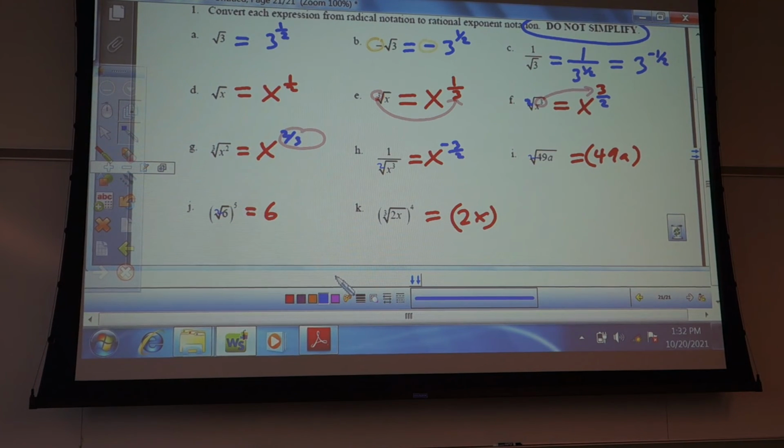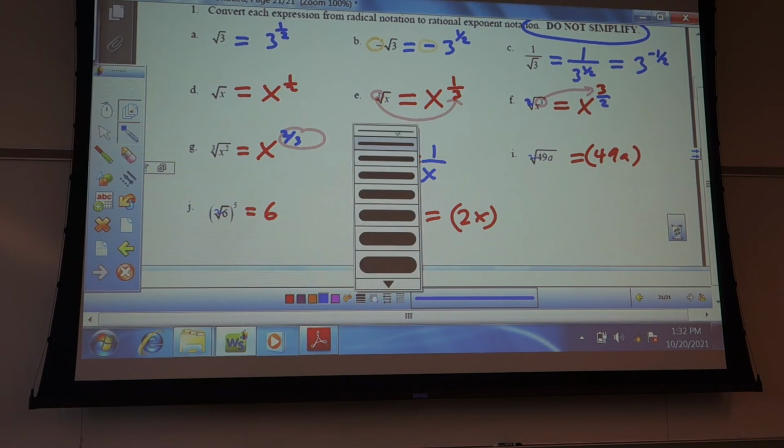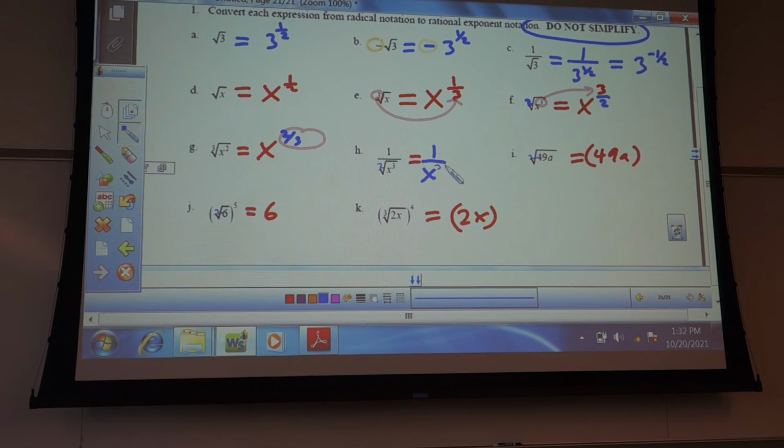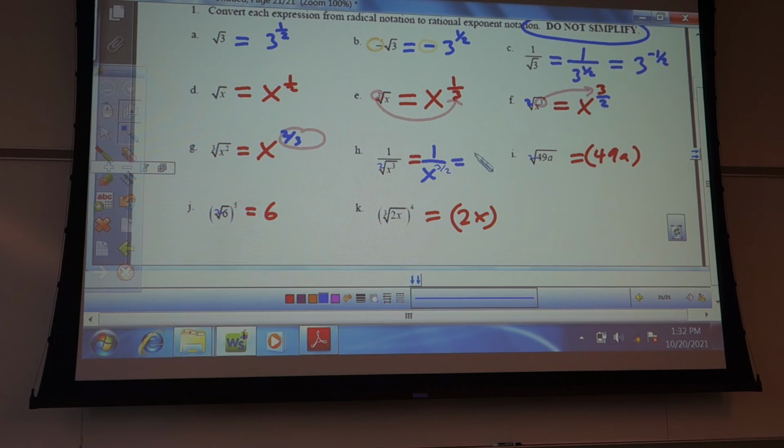Everybody all right at that part? If you want, I can do the in-between step. So it's 1 over x to the 3 over 2, and then you split it. 3 over 2. And then we need to move it to the top. So that becomes x to the negative 3 over 2.